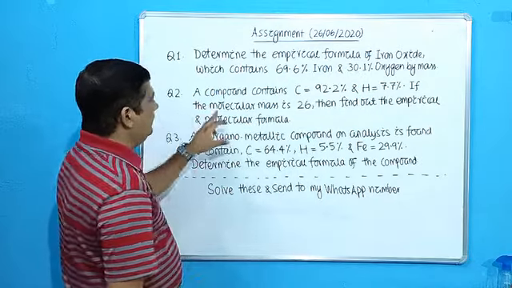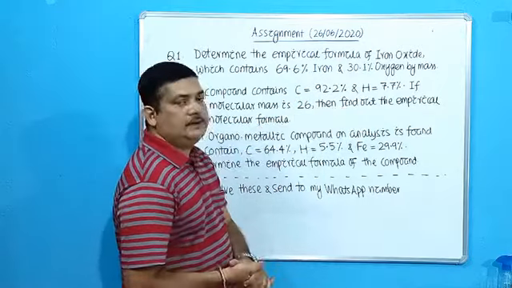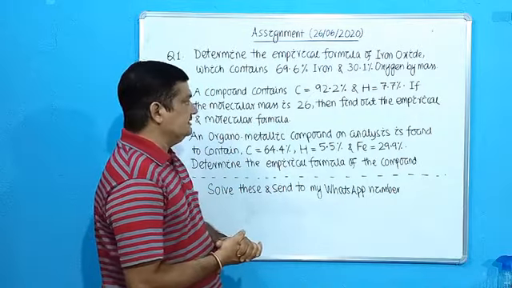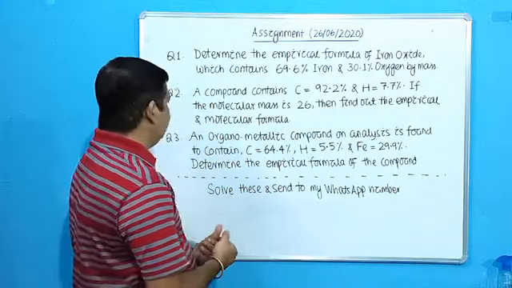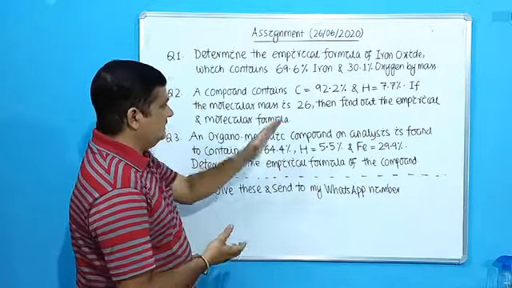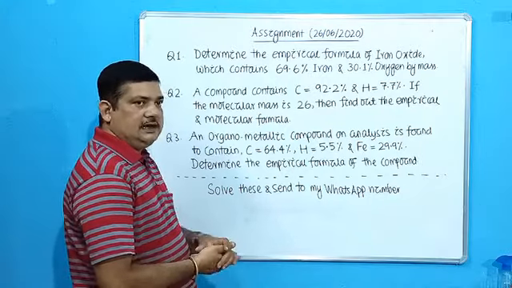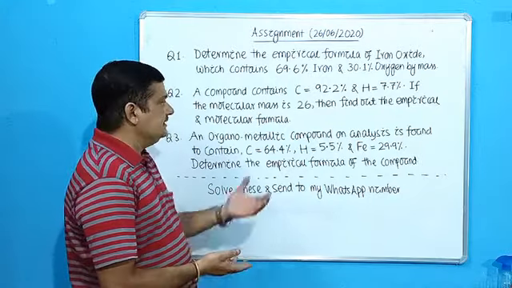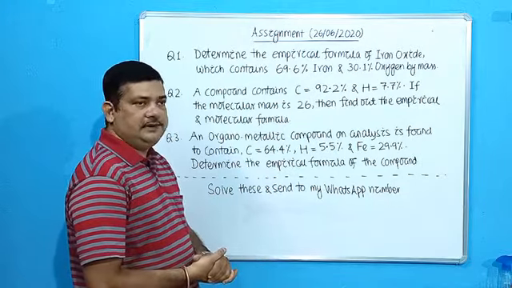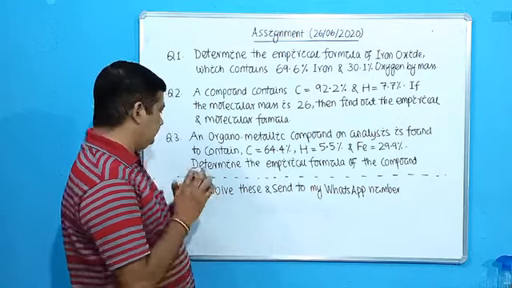Then question number 2: a compound contains carbon 92.2% and hydrogen 7.7%. If the molecular mass is 26, then find out the empirical formula as well as the molecular formula. A similar question we have already solved. First you find the empirical formula, then the empirical formula mass. The molecular mass is given, so you can find the value of N, and by multiplying it with the empirical formula, you can get the molecular formula.